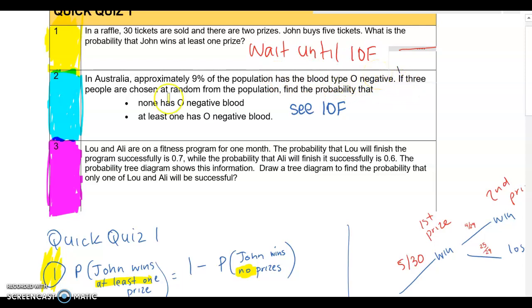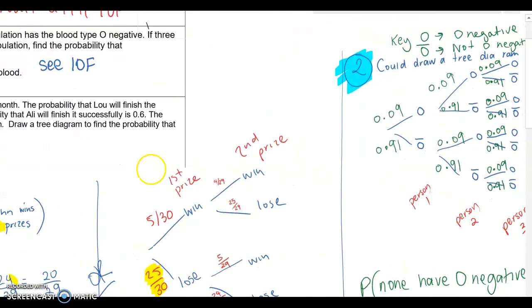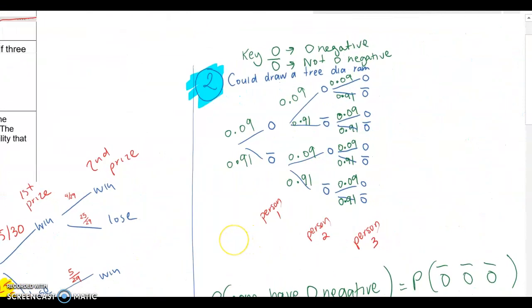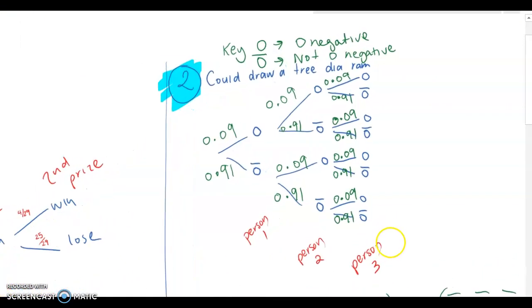If 3 people are chosen at random from the population, we want to find the probability that none has O negative blood, and that at least one has O negative blood. So you can see this "at least one" is happening quite a lot here. Okay, instead of 9%, I'm going to put it into decimal format because I think that will be a little bit easier on our tree diagram.